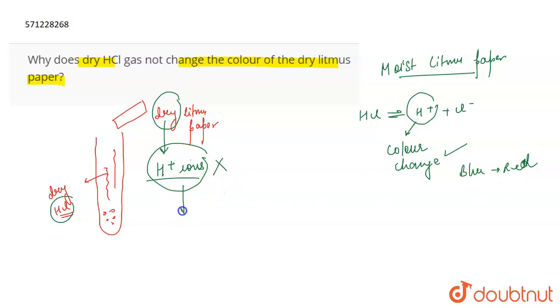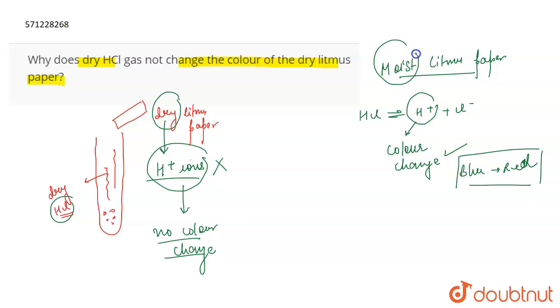But in this case, HCl is not dissociated to give H plus ions. So as there are no H plus ions, there is going to be no color change of the litmus. Whichever litmus paper you have, it is going to remain as it is because it needs moisture to change the color, and that moisture gives out H plus ions, and that H plus is responsible for the acidic nature of acids, right? So that H plus is responsible for the color change that changes the blue litmus to red. So moisture is very, very important.